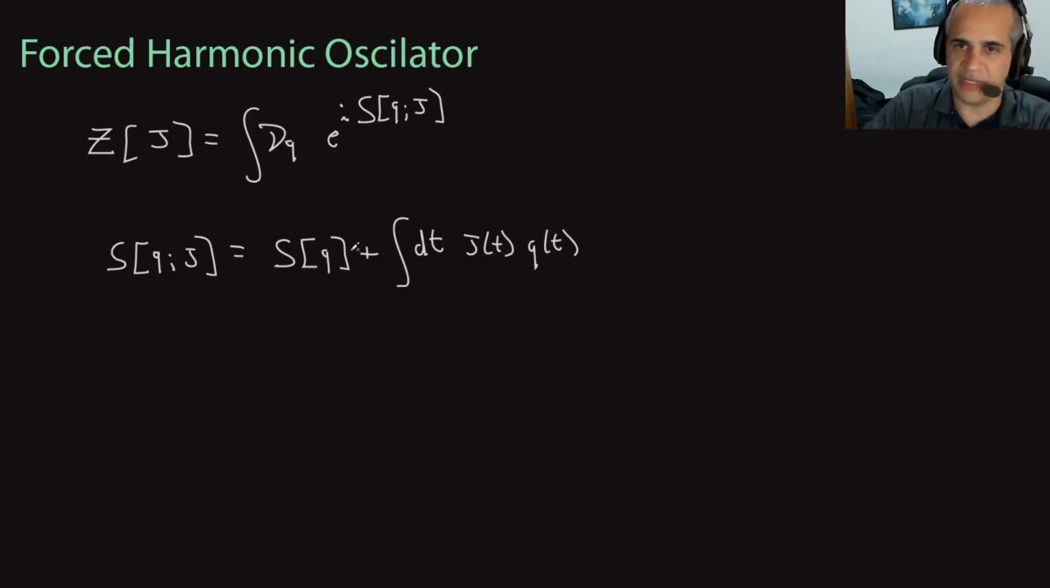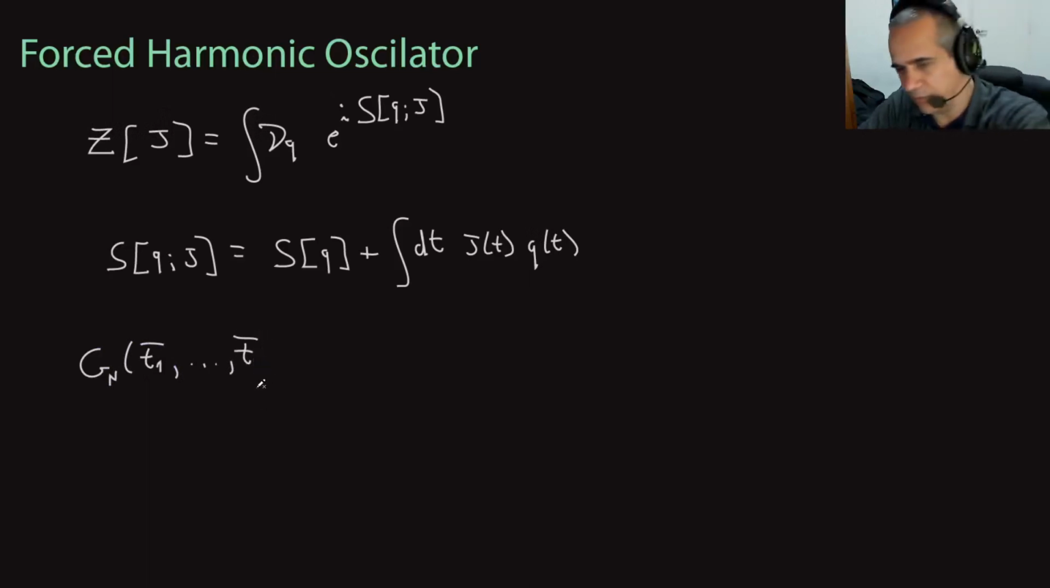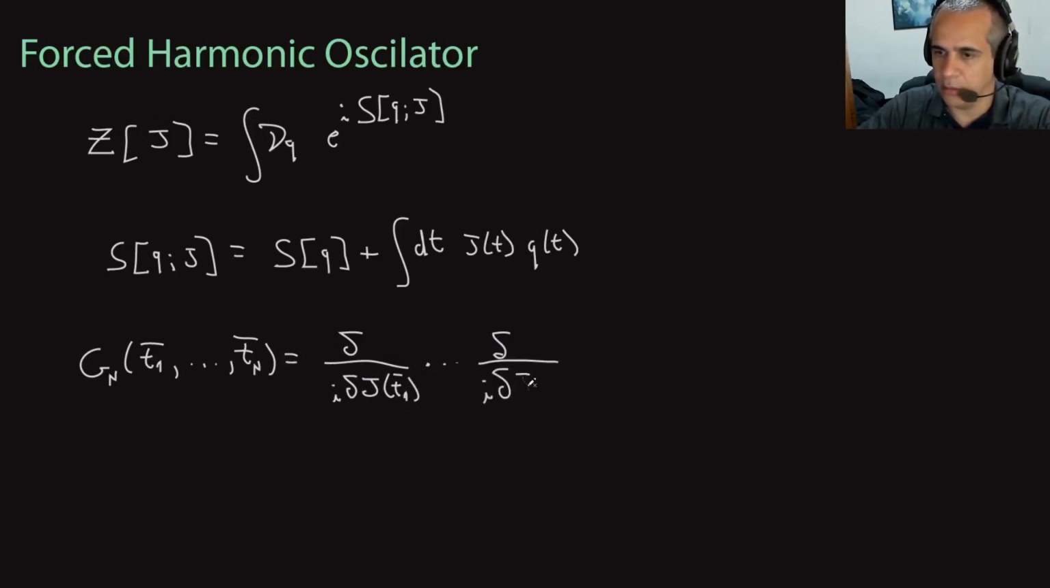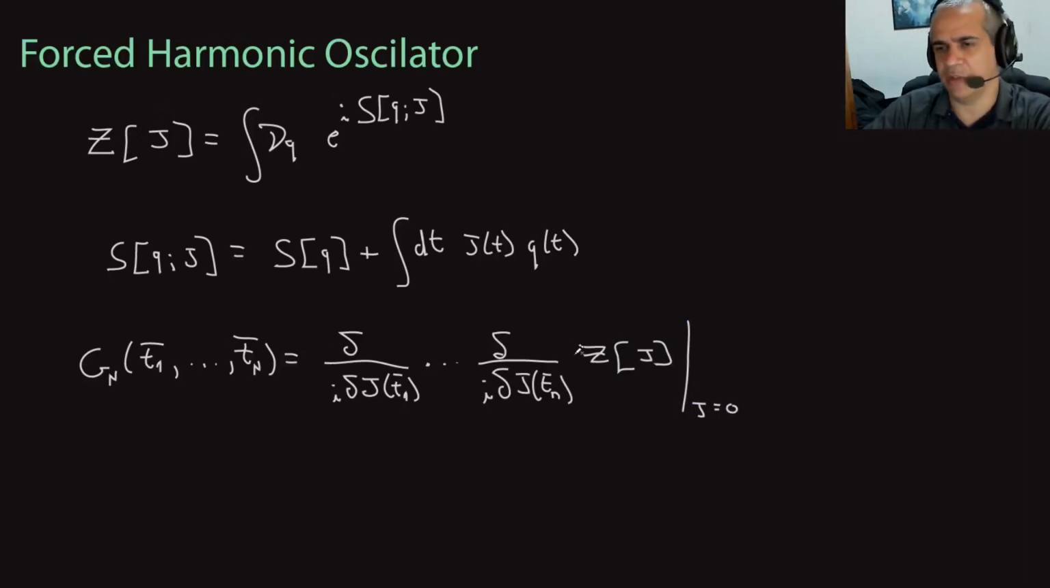And then when I want to extract from this generating functional the correlators, say the n point correlator from t1 bar to tn, I mean these n points, this capital N, I just do the derivatives in all these j's, t1 bar to tn bar of Z of j, and then I take j to 0. So j here was kind of this auxiliary function that I was putting in, and at the end I make it go to 0, so it disappears.